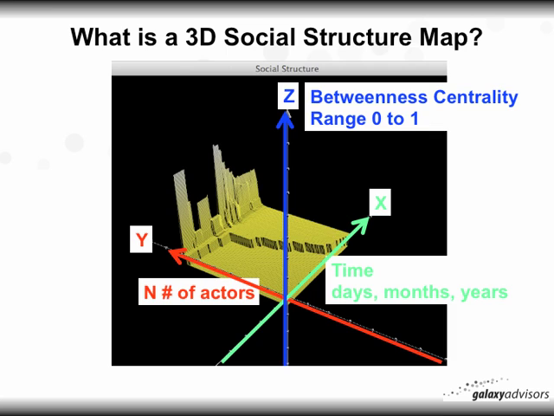The 3D structure map actually combines three different pieces of information into a composite map. Along the x-axis is time. Condor allows you to use hours, minutes, days, months, or years for time. The y-axis represents the number of actors involved in your data set, and along the vertical, the Z axis, is the betweenness centrality, which will range between 0 and 1. In essence, the social structure map provides a single at-a-glance view of your entire project, combining actors, betweenness centrality, and time into a composite visualization.